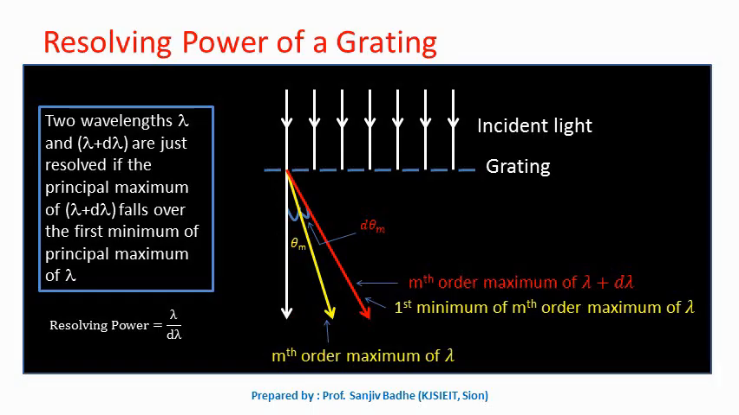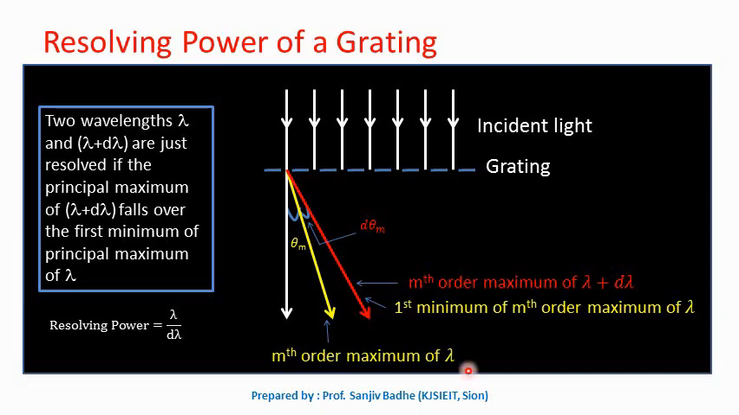Let us consider two wavelengths, lambda 1 equal to lambda and lambda 2 equal to lambda plus d lambda. Let the mth order maximum of lambda be obtained at an angle theta m. Let the mth order maximum of lambda plus d lambda be obtained at an angle theta m plus d theta m. So this angle is d theta m, and this angle will be theta m plus d theta m.